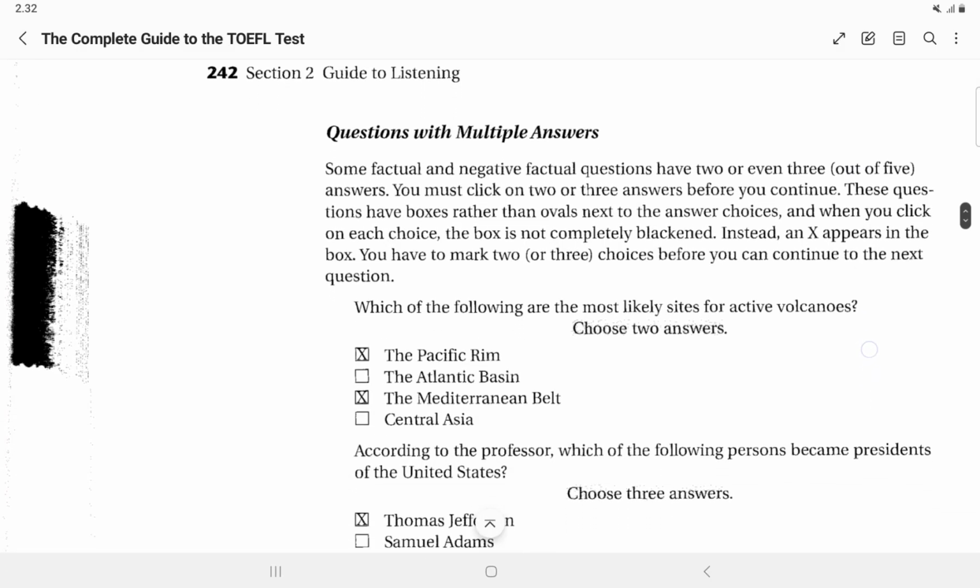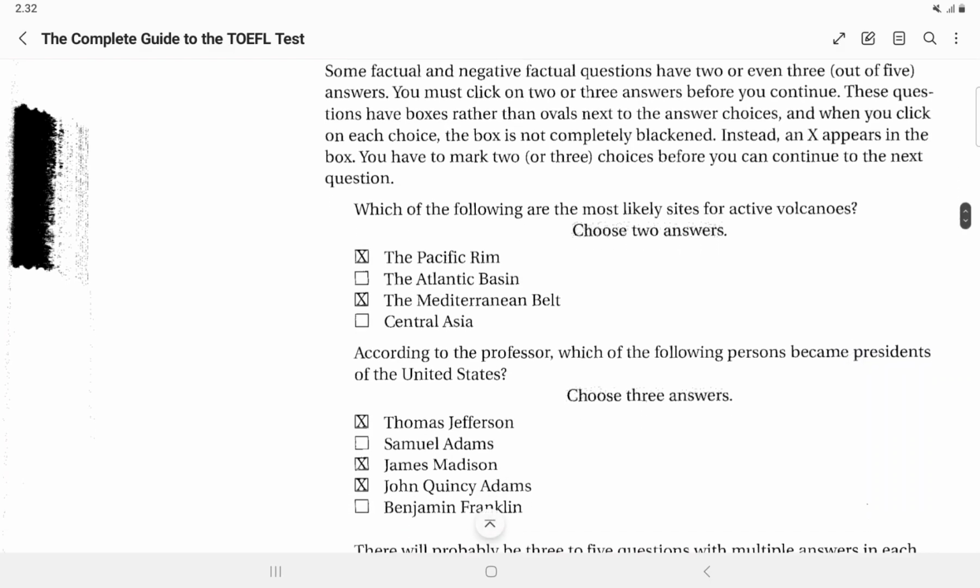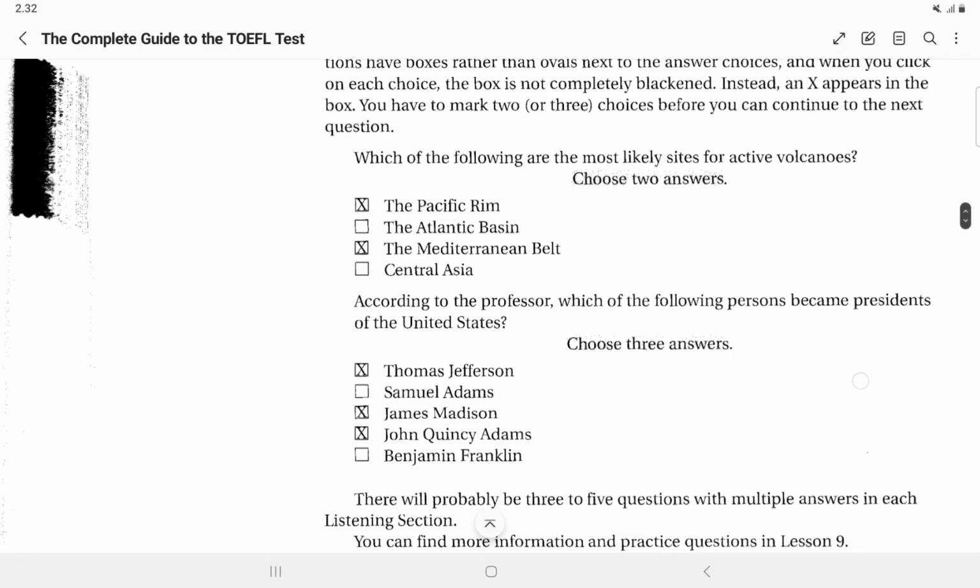Some factual and negative factual questions have two or even three out of five answers. You must click on two or three answers before you continue. These questions have boxes rather than ovals next to the answer choices. And when you click on each choice, the box is not completely blackened. Instead, an X appears in the box. You have to mark two or three choices before you can continue to the next question.